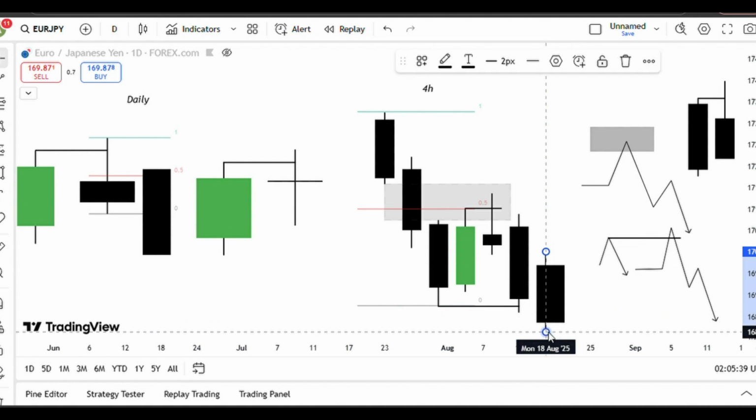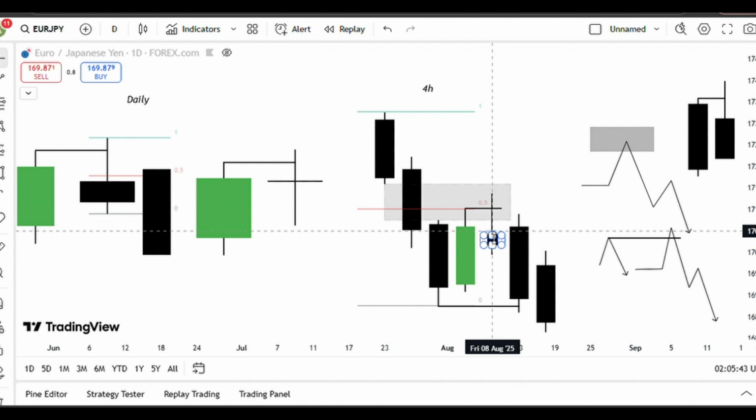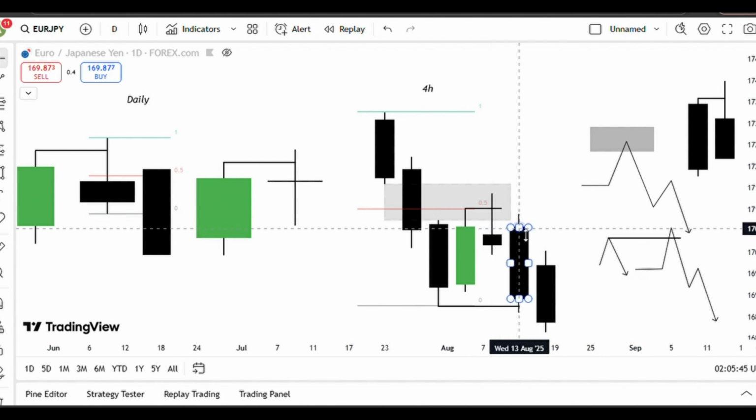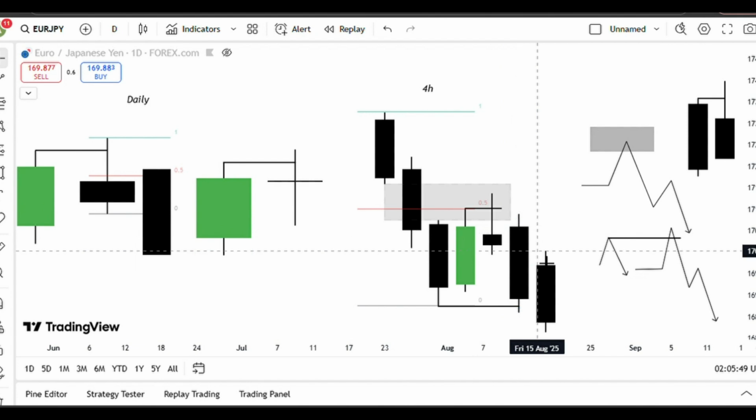Now, if the 1 hour fails to form the reversal, if the 1 a.m. fails to form the reversal candle, the 5 a.m. is going to form the reversal candle. If the 1 a.m. fails and the 5 a.m. fails, then the 9 a.m. is going to form the reversal candle.